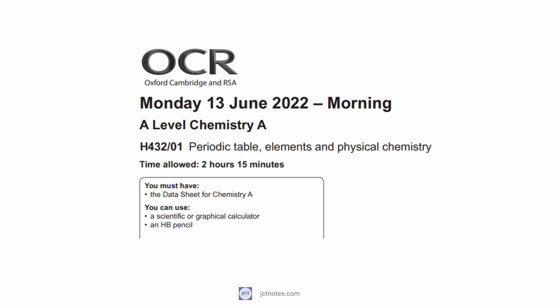Hello. I'm going to go through the OCR 2022 A-Level Chemistry Paper 1, Periodic Table, Elements and Physical Chemistry.